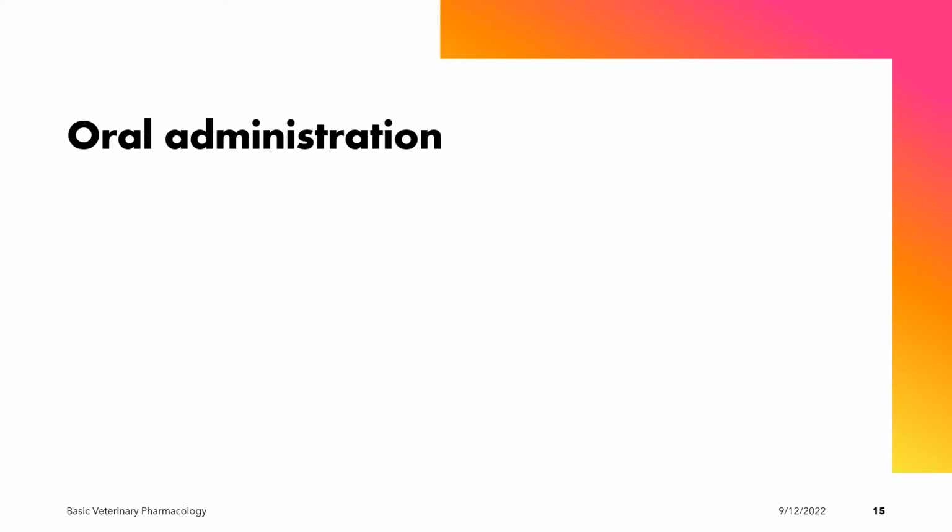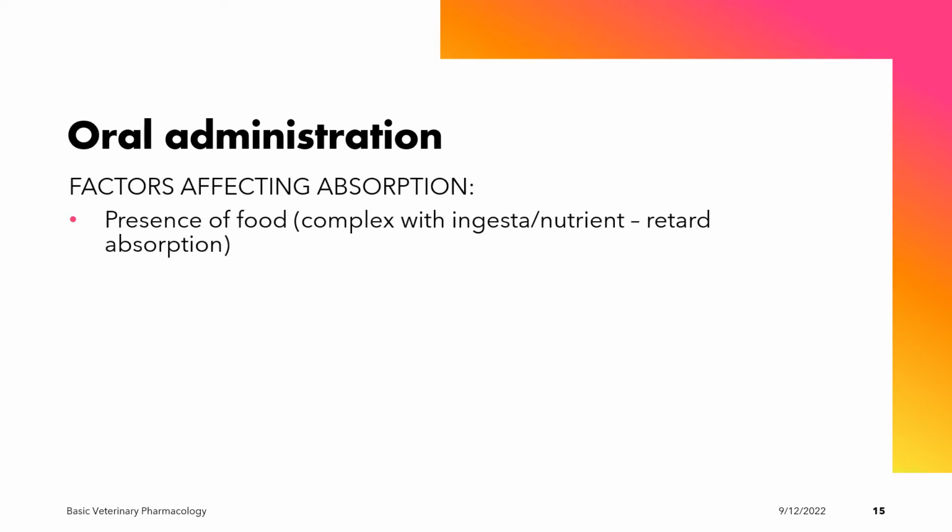These are the factors affecting the absorption of orally administered drugs. First, we have the presence of food. The drugs can form a complex with the ingesta or the nutrient, and this can retard the drug absorption. We also have the pH of the environment. Whether it is acidic or basic, it can influence the drug absorption. We also have the property of the drug, which is the pKa, and this can also affect the drug absorption. This will be explained in detail in the section on pharmacokinetics of the drug.